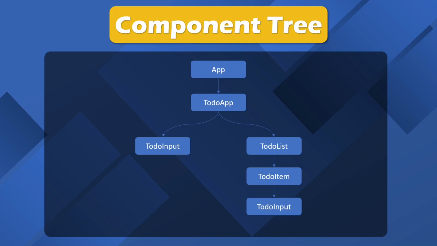Inside to-do list, we will have to-do item, which represents each of the single items. We iterate over the array of to-dos that we have, and inside to-do item, we will use to-do input to showcase the edit states. Now with this understanding, let's go ahead, dive into the code and start writing our application.